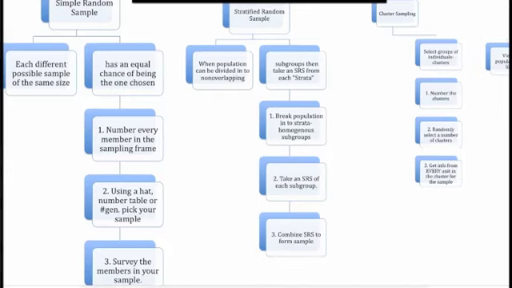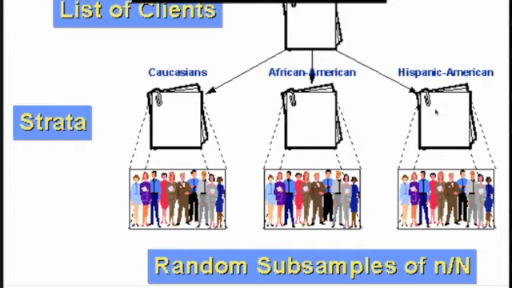Okay, so let's take a look at this one. We've got our list of clients. Notice we break it into our 3 strata: Caucasians, African American, and Hispanic American. Then what we do is we take a sample out of our Caucasians, a sample out of African Americans, and a sample out of our Hispanic Americans, and that's going to give us our overall sample.